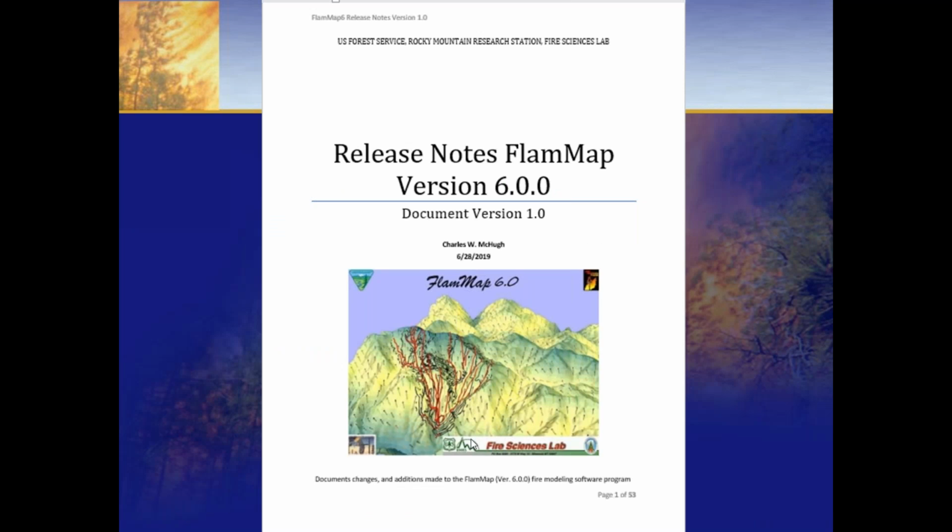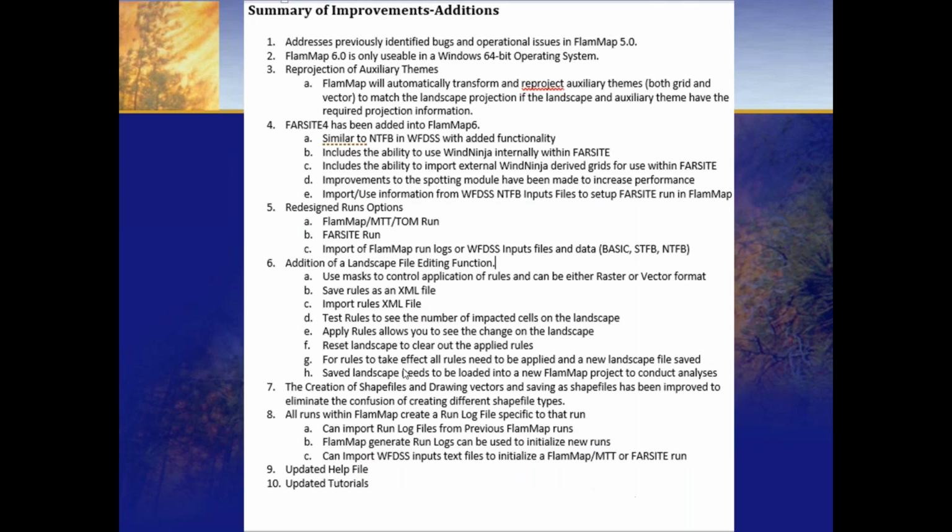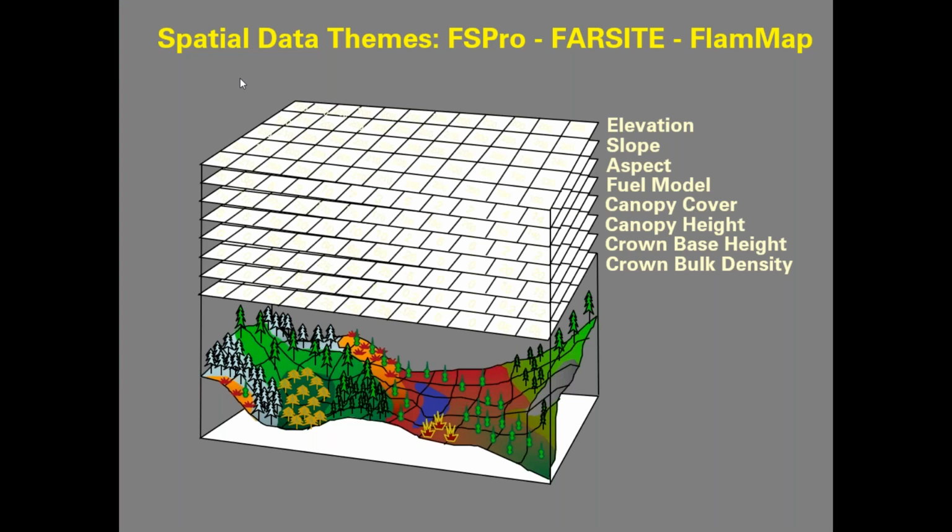This is what the release notes will look like. You notice it's 53 pages long. I try to go into detail about what's been added and how to navigate through those additions. There'll be a thing that has a summary of improvement and additions. So while I focused on the three big things that I'm going to talk about today, there was a lot of other things that were addressed or fixed within this release to address issues that have been found in FlamMap 5.